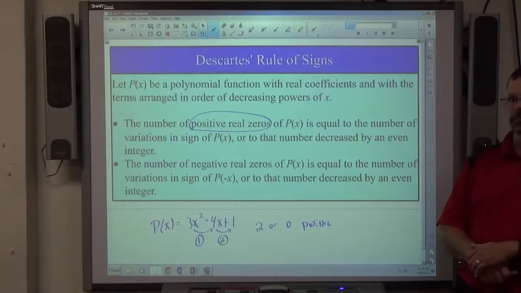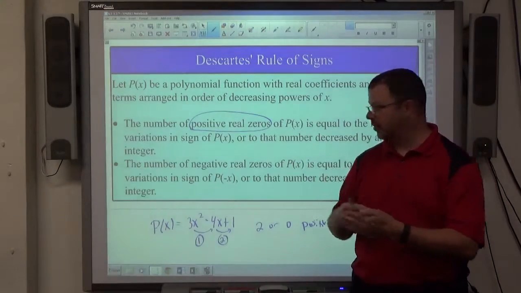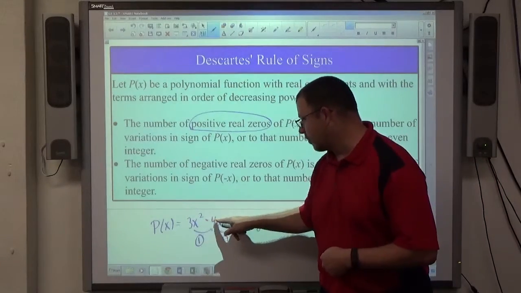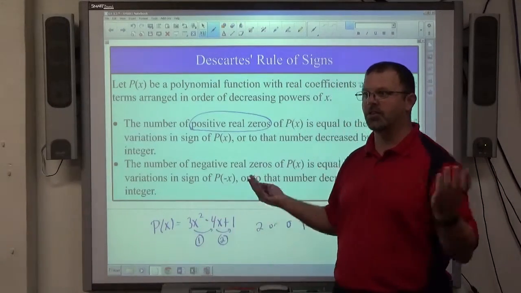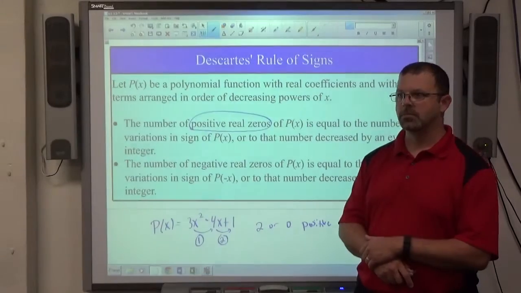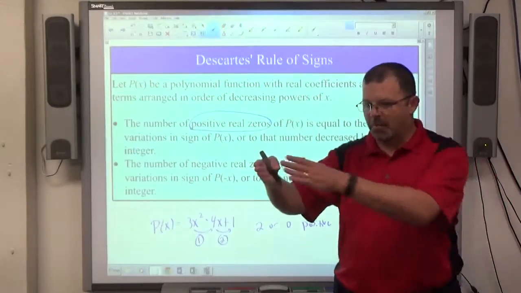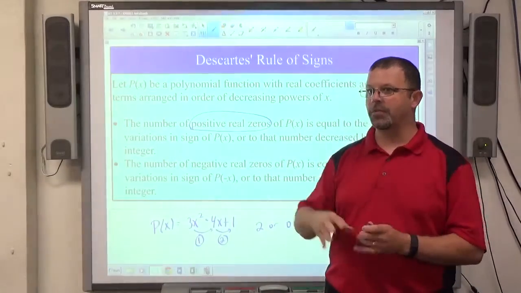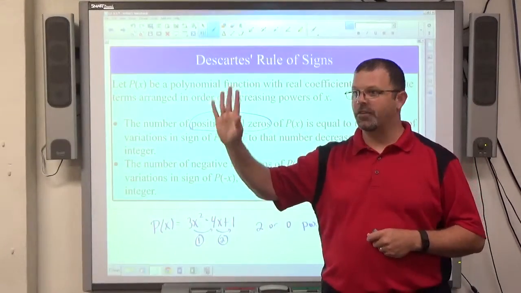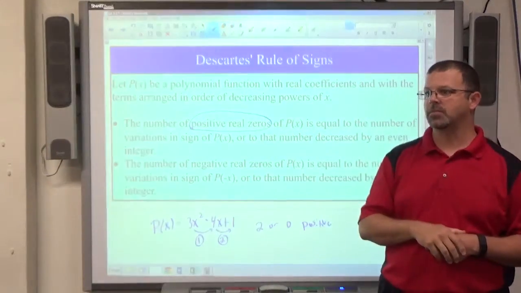So variations in signs are the sign changes. If this was 3x squared plus 4x plus 1, no variations in sign, there's no positive answers. So that's his rule. But again, it's either that number or decreased by an even number. So if there's 5 variations in sign, there's either 5 or 3 or 1 positive answer.